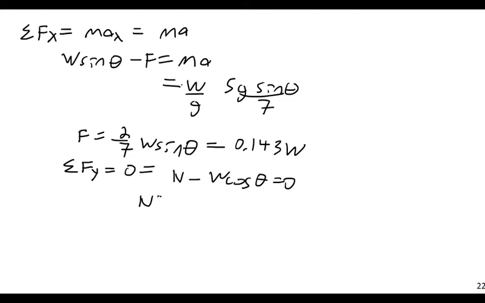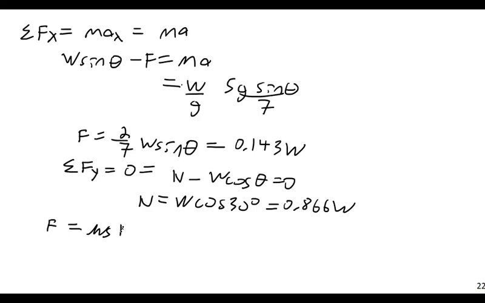And so then N equals W cosine theta, or W cosine 30 degrees, equals 0.866 W. Then to calculate the coefficient of static friction, I can simply say that the frictional force F is equal to mu static times the normal force.